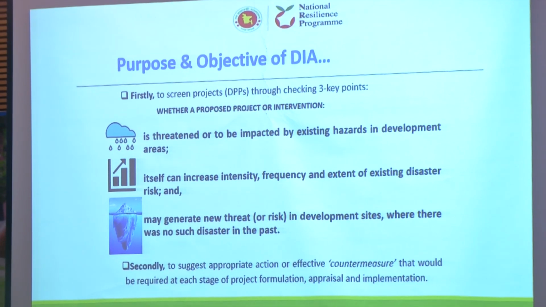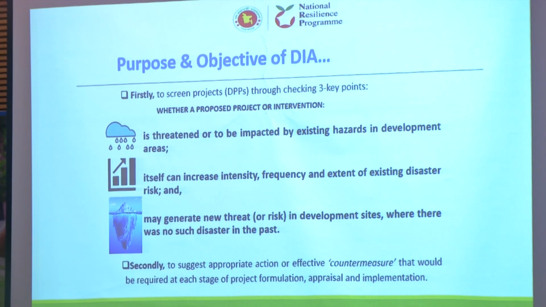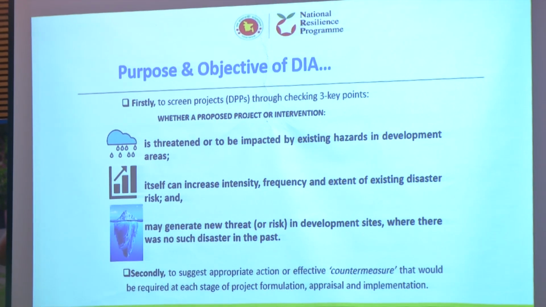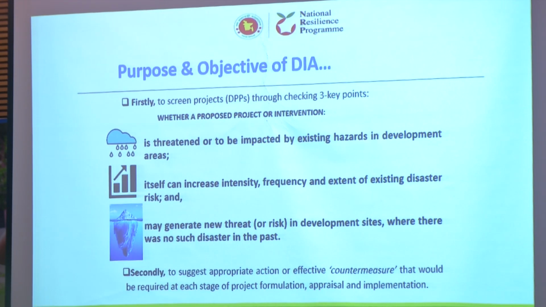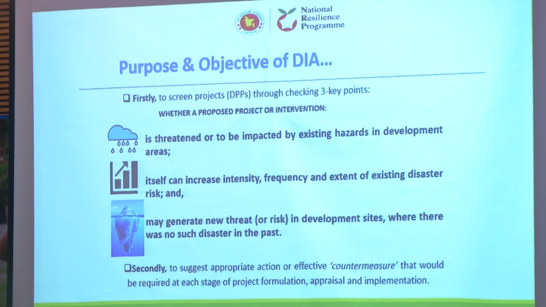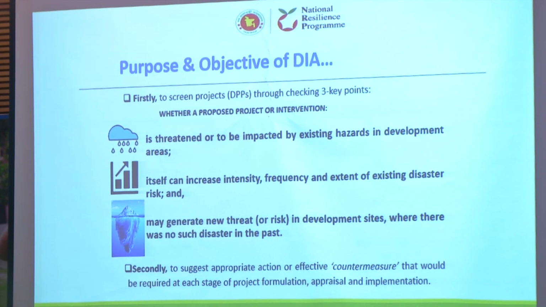So the impact of hazards or disasters on the proposed development projects: how a flood or cyclone is going to impact that proposed development project, or whether it is going to accelerate the existing flood risk or cyclone risk, and whether it is going to generate new risk. Suppose an embankment is constructed, or a building is constructed, or certain areas are taken for economic use or any other areas, for implementation of that economic zone or development project, whether they are going to create new risks like waterlogging or some different new hazards in that area.